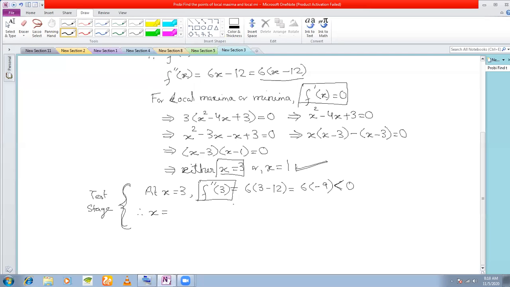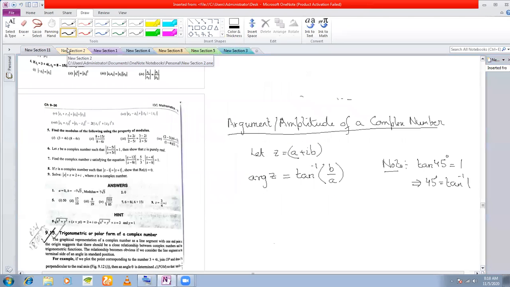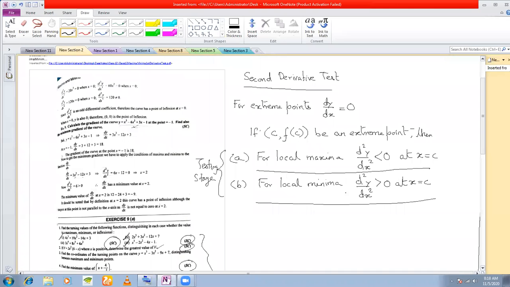You have checked the sign here. So what is actually according to this condition? What is my condition here? Which one should I take? Less than 0. This one, right? d2y/dx2 is less than 0. Second derivative is less than 0.